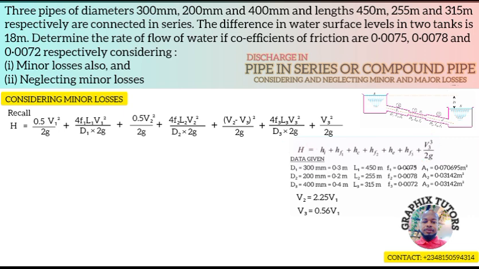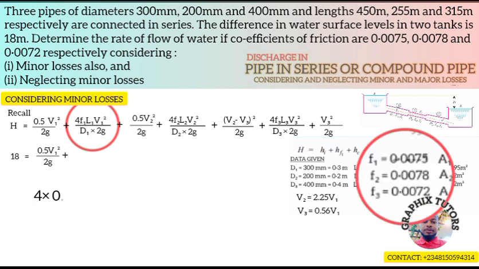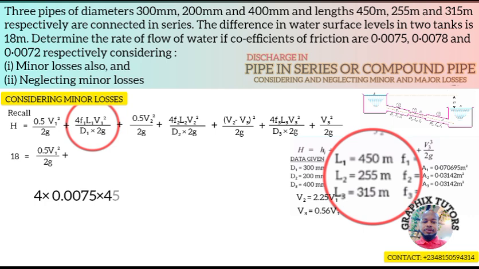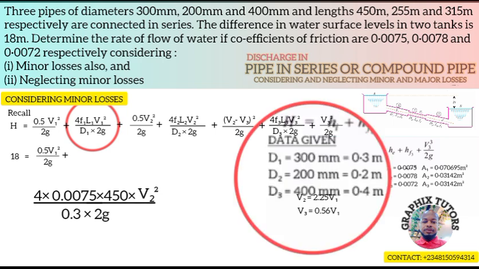So I'll count this as my equation 3 here. Like I told you, we'll start with H, the head loss, the capital letter H, which is given as the difference in liquid surface, given as 18 from our question, from our parameters, equals 0.5 v1 square over 2g, since we don't have velocity, plus you put in all your parameters. 4 times friction at pipe 1, which is 0.0075, multiplied by the length at pipe 1, 450, times the velocities at pipe 1 square, all over the diameter at pipe 1, 0.3 times 2g.